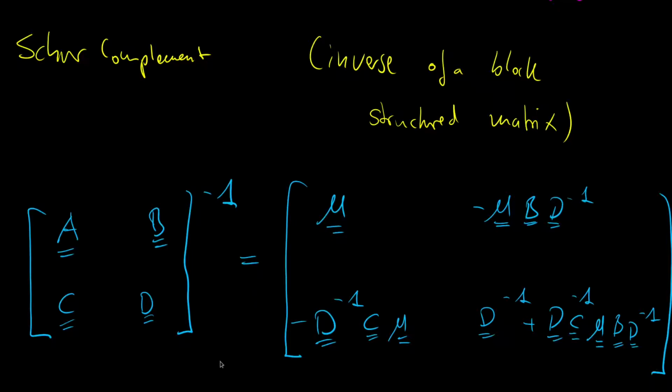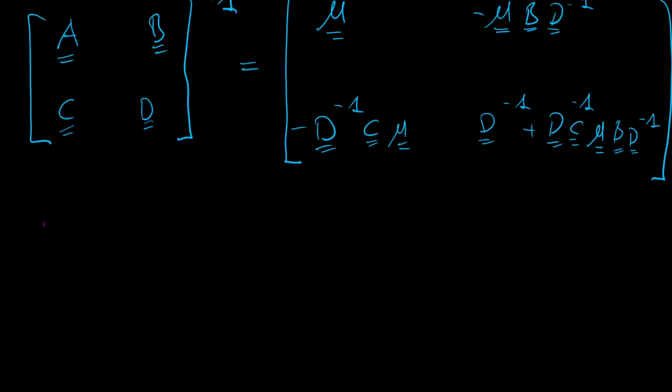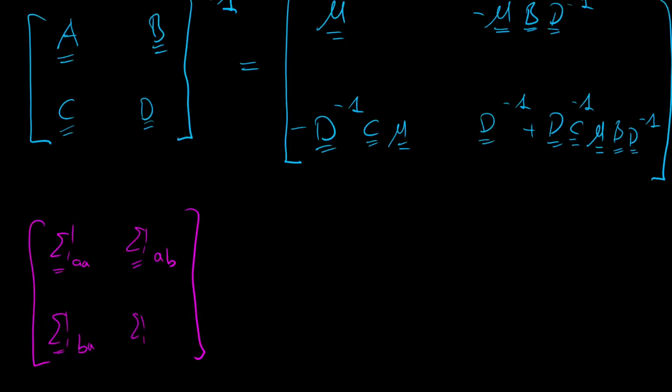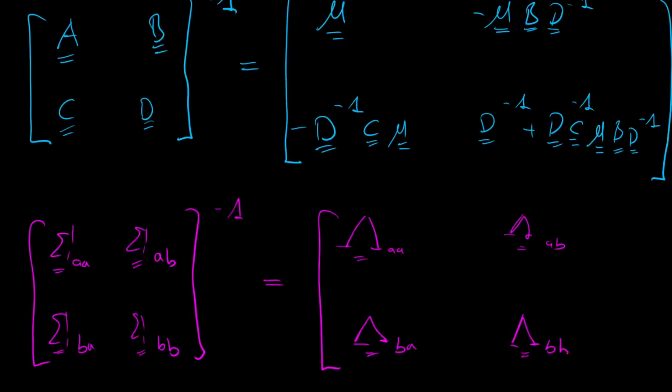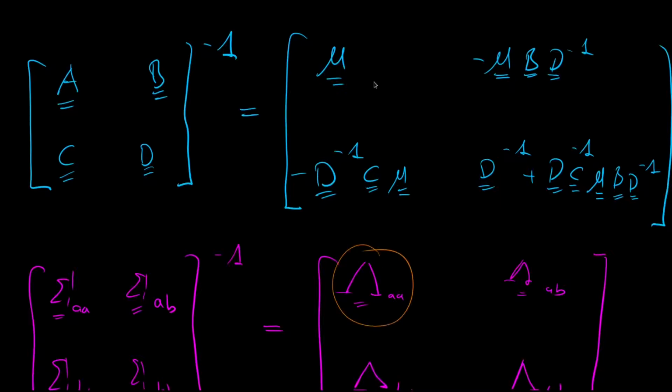Well, and how does this relate to our problem? For this, let us compare it with the subdivision of the covariance matrix. So we had the covariance matrix AA, covariance matrix AB, we had the covariance matrix BA, we had the covariance BB, and we wanted to do the inverse of it. This was then equal to the lambda AA, the lambda AB, the lambda BA, and the lambda BB. And with this, we can now identify what lambda AA and lambda AB is. So we can just match the patterns.